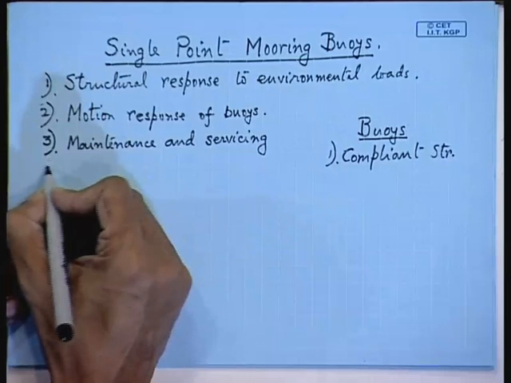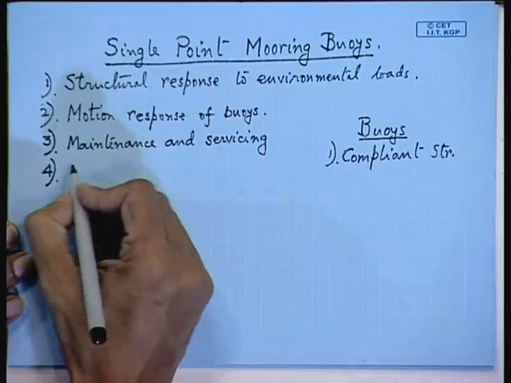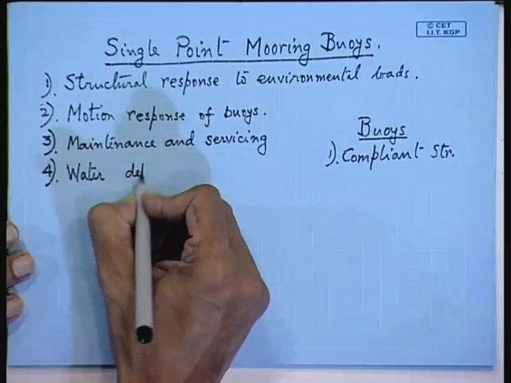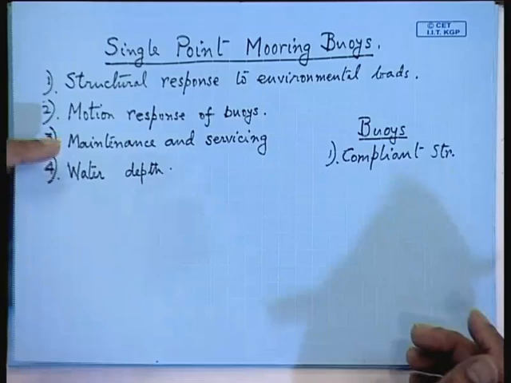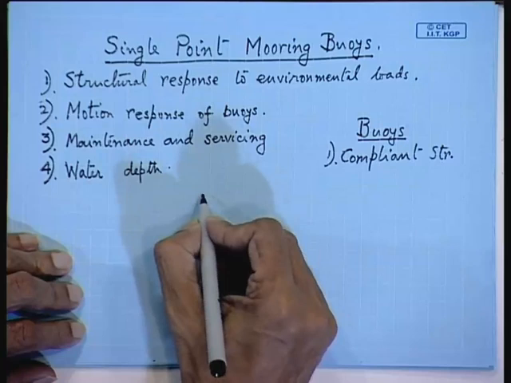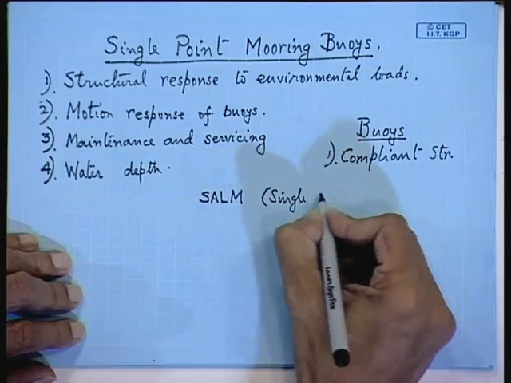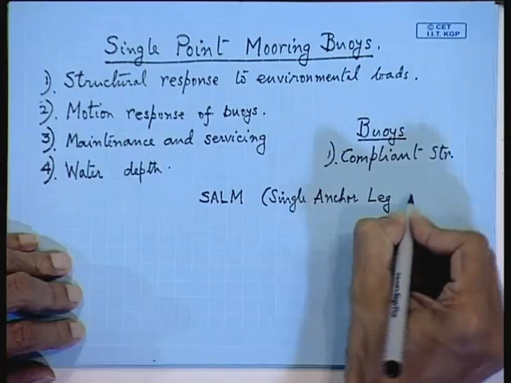Four is the water depth criteria. You will see how the evolution of these buoys has come with water depth. Now if the water depth is not very large, you can go for this, called a single anchor leg mooring or SALM system. This is called single anchor leg mooring.